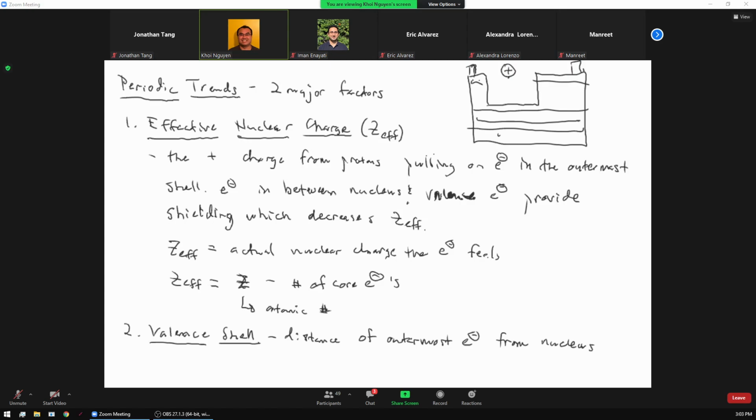So the closer you are, the stronger the attraction, right? Taylor can fall in love with you and you can have a happy life. You don't have to go to med school or anything like that. That's the dream, right? But if you're far away, because of that electron shielding, she's going to see a bunch of other people before she ever interacts with you. Okay, so that's what effective nuclear charge and valence shell are.